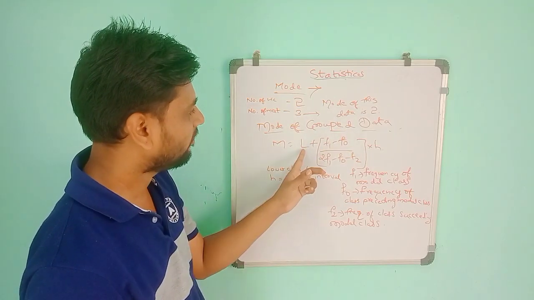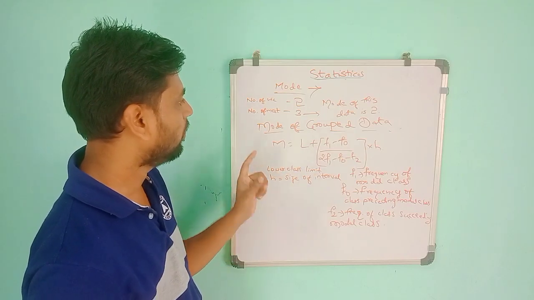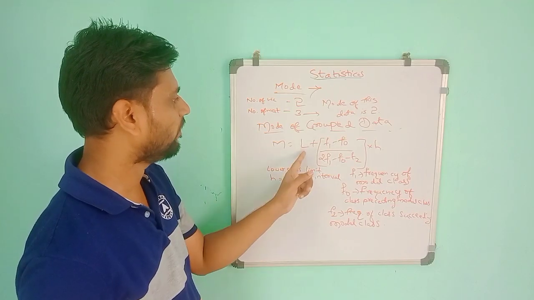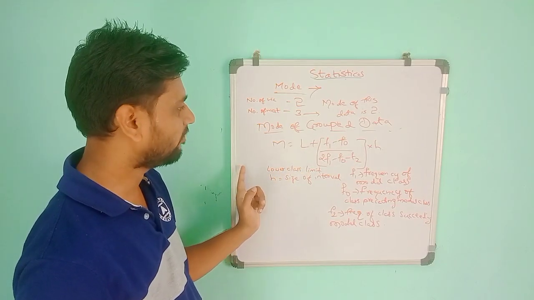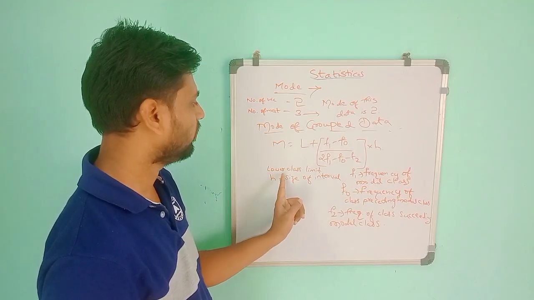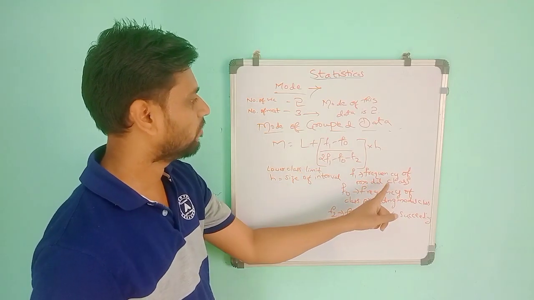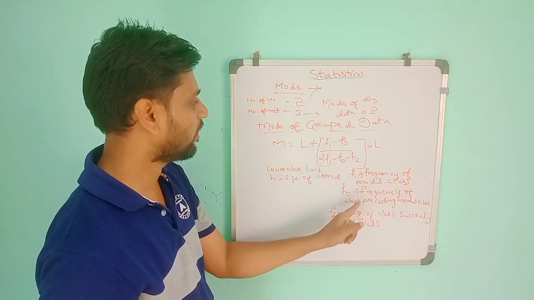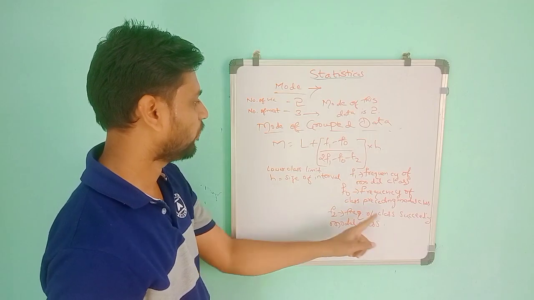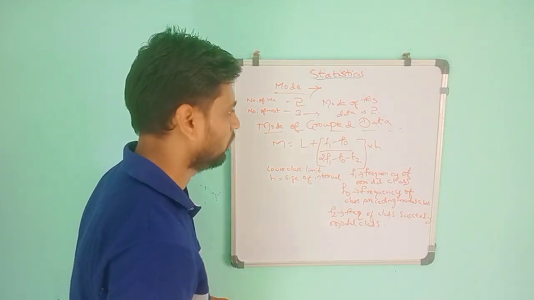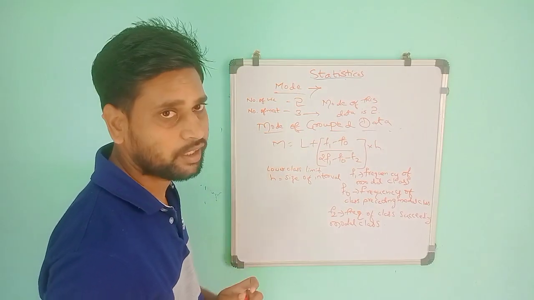So L is the lower class limit. If we take 10 to 20, 10 is the lower limit and 20 is the upper limit, so you have to take the lower limit, 10, as the value. Then f1 means the frequency of the modal class, which is given. f0 is the frequency of the class preceding the modal class, and the frequency of the class succeeding the modal class is f2, and h is the size of the interval. Then based on this formula you have to find the answer for the given data.